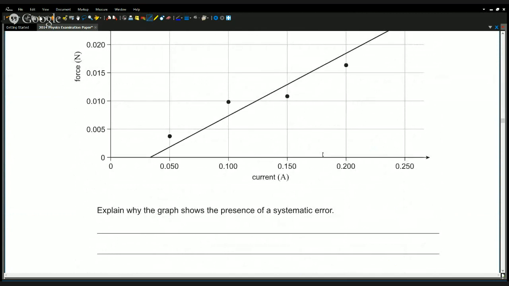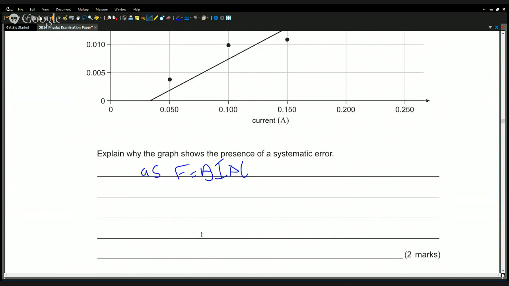Okay, basically, because it's perpendicular, F equals B I delta L. So force is proportional to current, and essentially force versus I should pass through the origin. So we explain why the graph shows the presence of a systematic error.